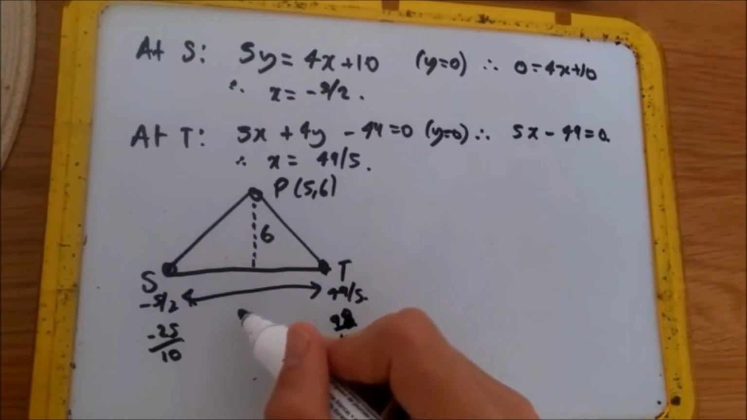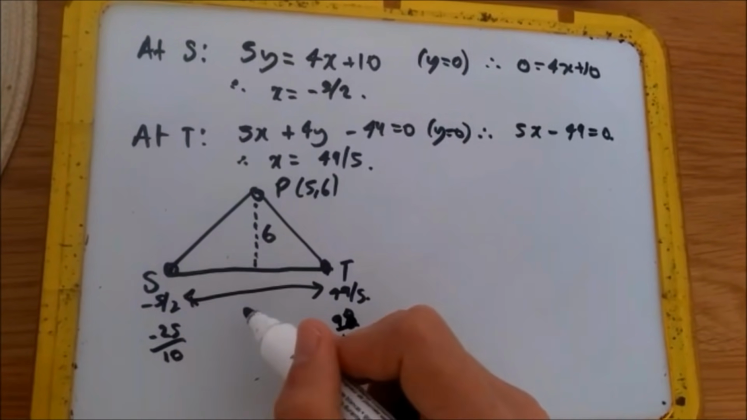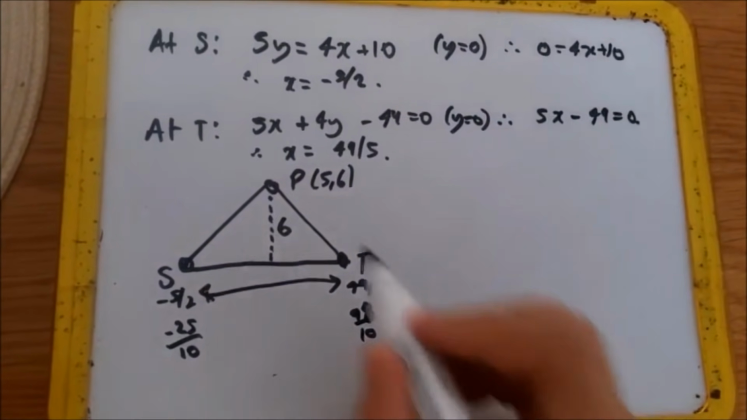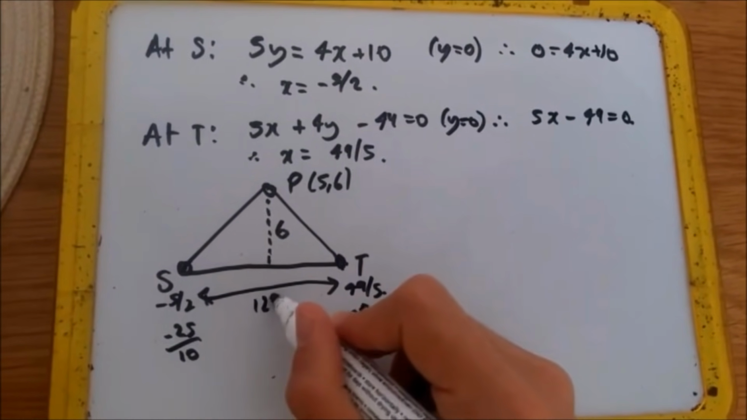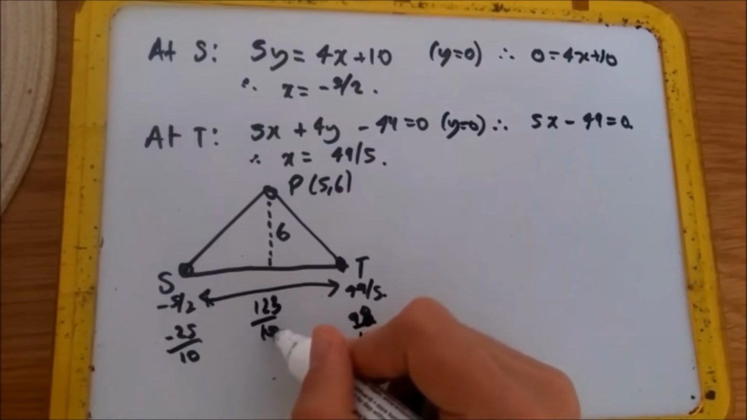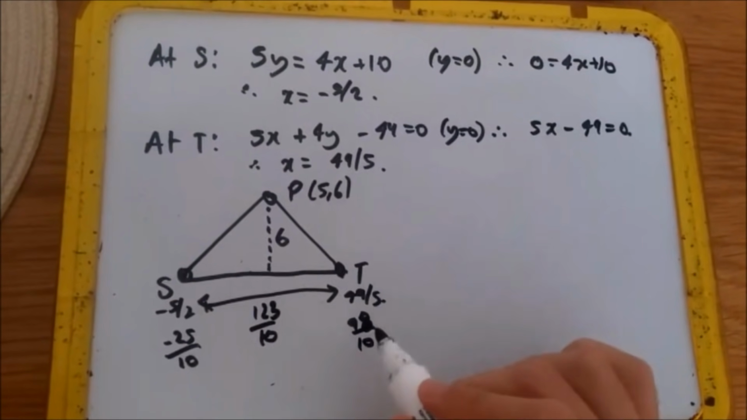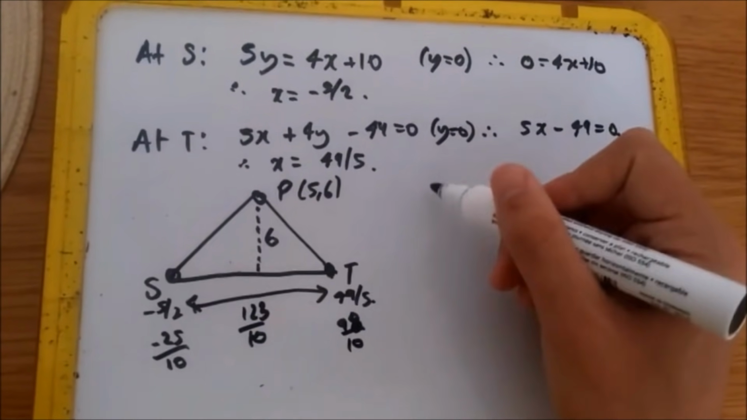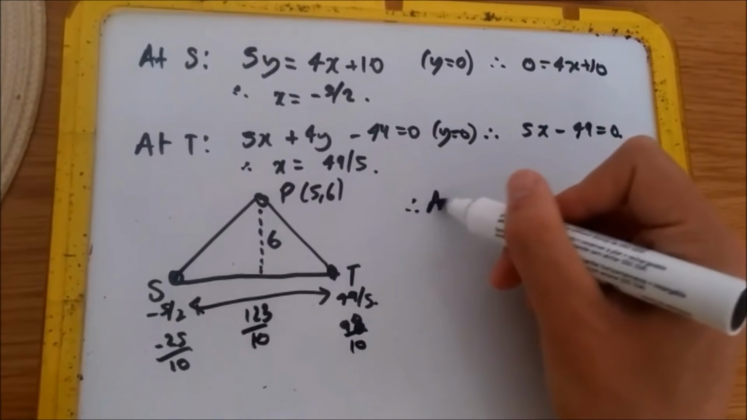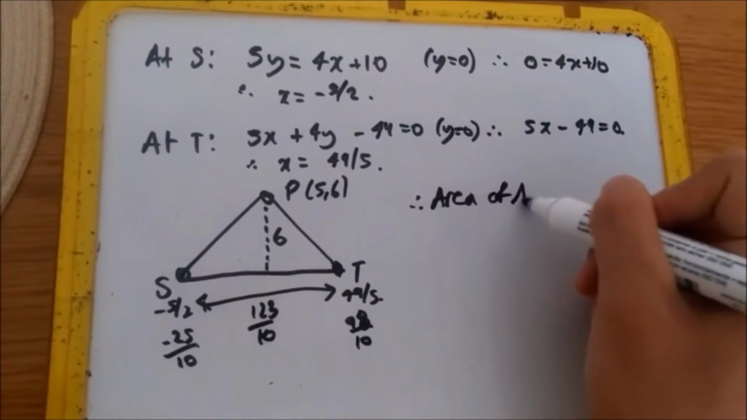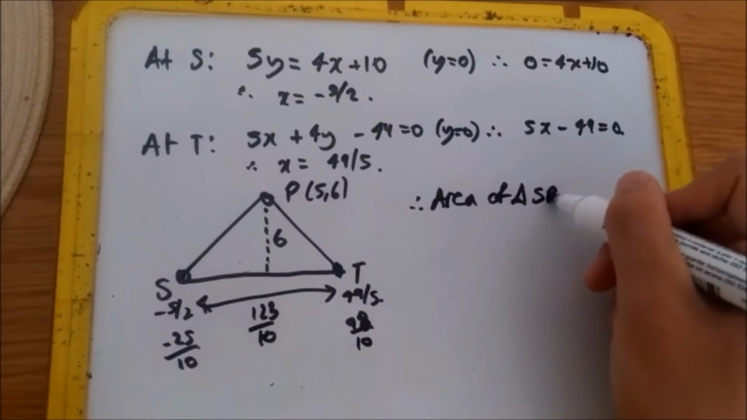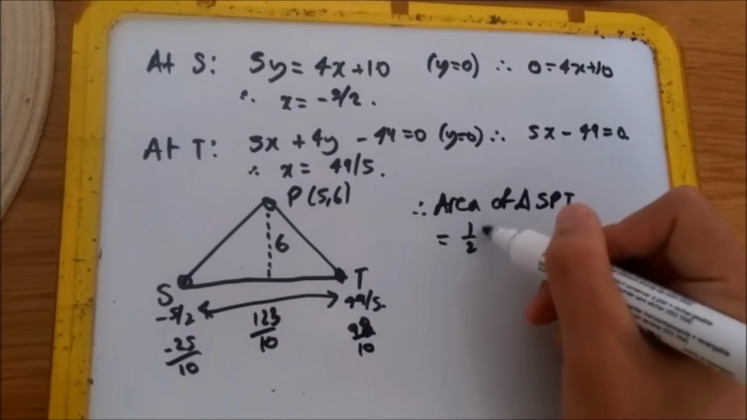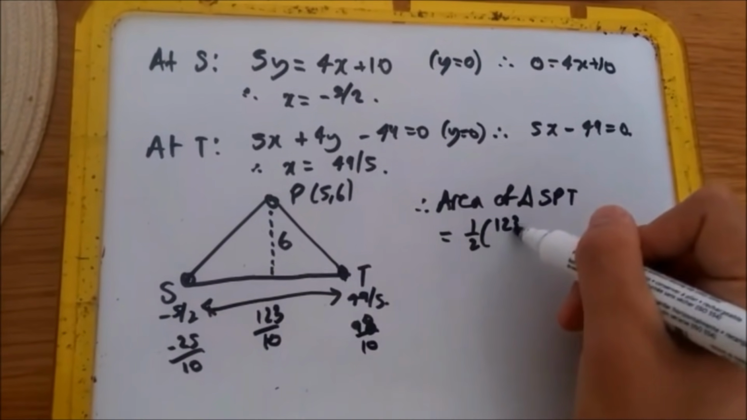Adding these two should give us, if my maths is correct, 123 over 10. Don't think it's hard maths. Just add 2 there and just take away 2. Okay, not bad. So therefore, we can say that the area of triangle SPT equals, so half times base times height, so half times the base, which is 123 over 10.